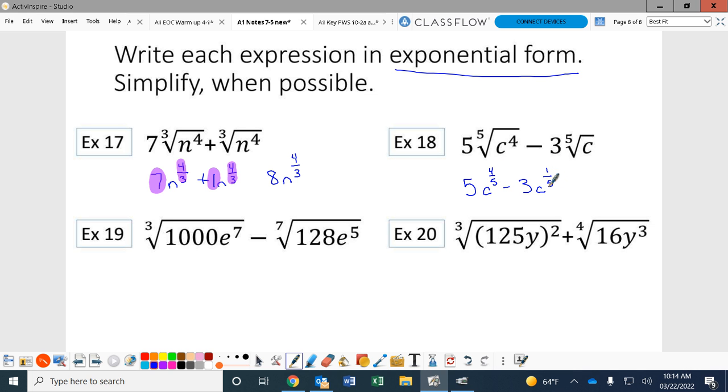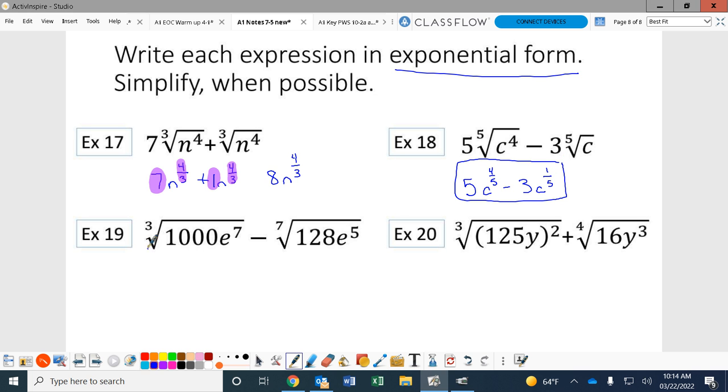1/5. Can I add and subtract them? I cannot add or subtract them when I have different powers on my variables. So can I do anything beyond this point? No, this would be my answer. This whole thing, because I cannot add and subtract them because they do not have the same power, this is where I would stop. This would be my final answer. They're not like terms, guys. If they're not like terms, you can't add and subtract them.